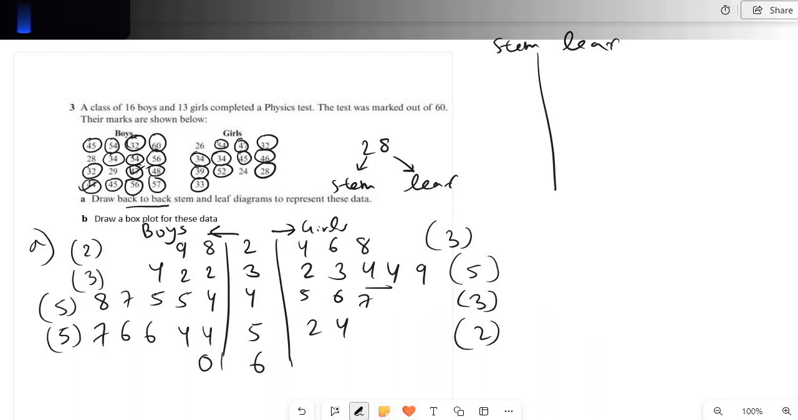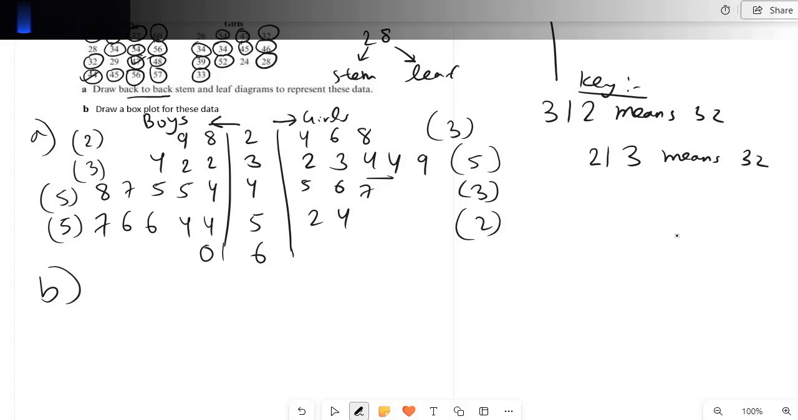So we can include a key so that the examiner can understand what's going on. Here we can use this: 3, 2 means 32. And this is going to be the key for our stem and leaf diagrams. And we also include 1 for the boys. So 3, 2 in this direction means 32 as well. For number B, we have to draw a box plot for these data.